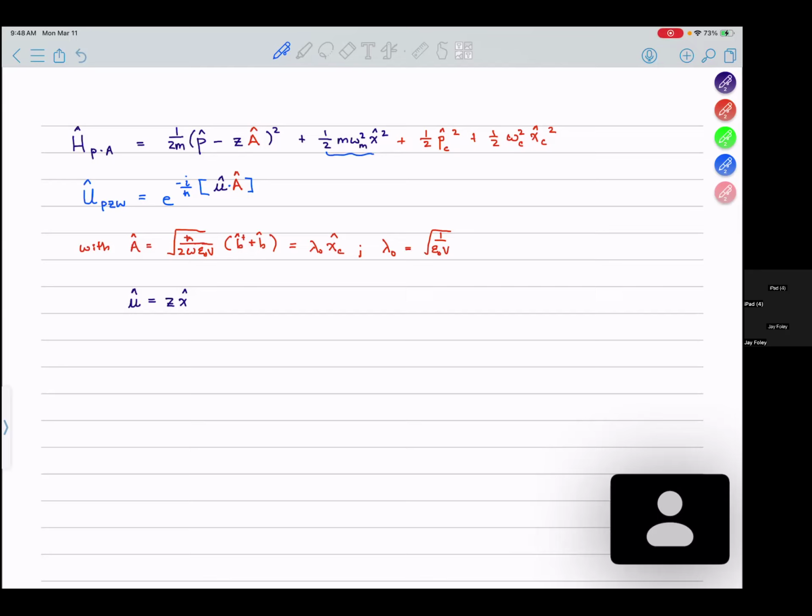So I have, for my molecule, right, I've got a matter momentum operator in purple, p hat. I've got the mass associated with that molecule, m. I've got the charge associated with it, z. And then I've also got this 1/2 m omega sub m squared, x hat squared.